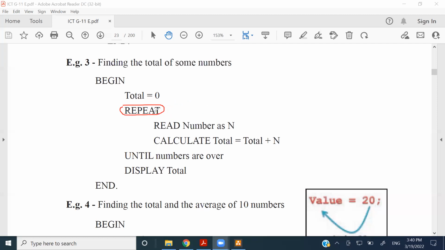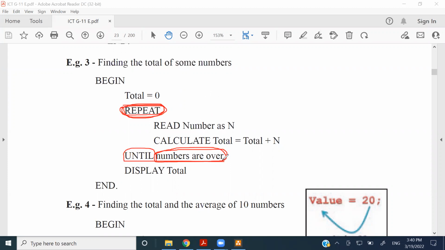Right? Only the repeat word. So where does the condition stay? Condition stays at the bottom with the keyword until. So the first major difference between the while and the repeat until: in a while loop, the condition comes at the very first line. In the repeat until, the condition comes at the very last line.